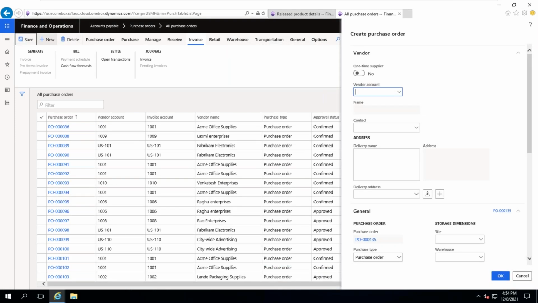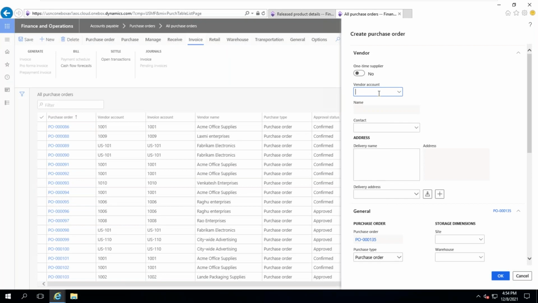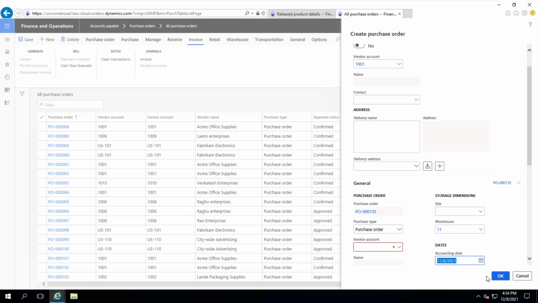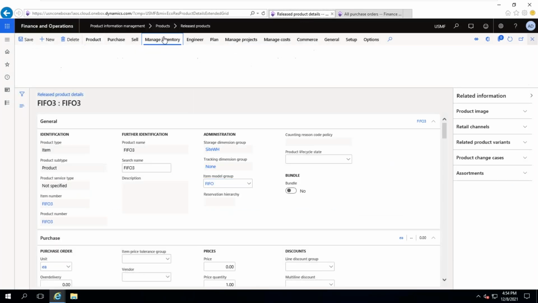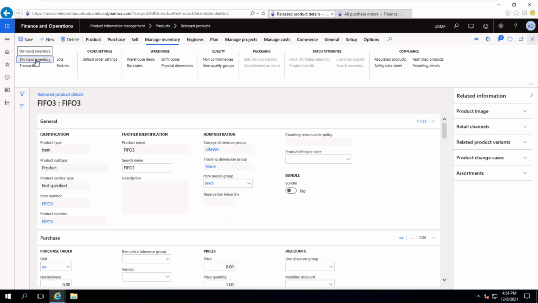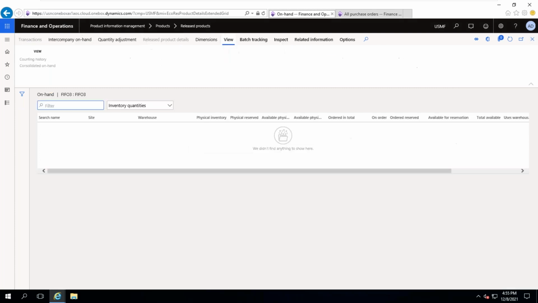Okay, selecting the vendor. Any vendor is fine. I'm selecting vendor 1001. I'm selecting site and warehouse. Click OK. So it is processing. If you verify on-hand inventory, because this is a completely new item, there will not be any stock. It will be blank. Okay, on-hand inventory is blank.